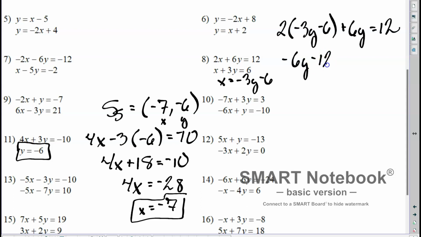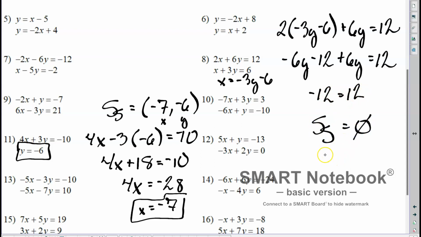Here I have minus 6y plus 6y, so I have negative 12 equals 12. Now, the fact that I have an expression that is not true, it's false, the solution set then is the empty set. There is no solution to this problem. For those of you who don't understand or appreciate that symbol, just put no solution. So we got an interesting one there.